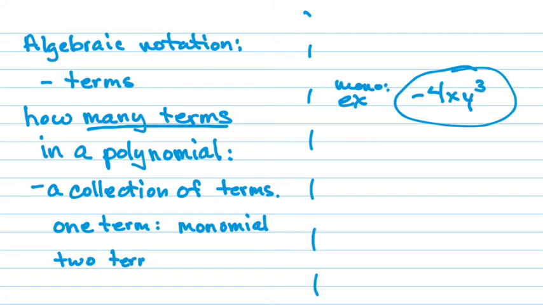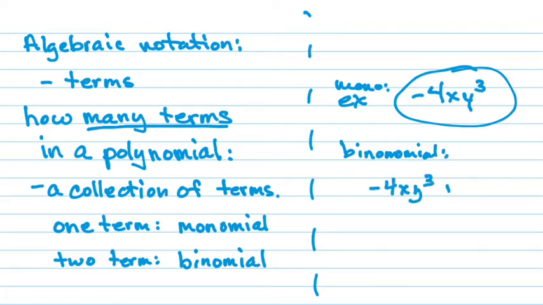Another polynomial that you're going to see a lot of with 2 terms is called a binomial. Like bicycle has 2 wheels, right? So an example of a binomial might be negative 4xy to the third plus 3xy. Now, we can't put those together because they're not like terms. They both have an xy in them, but one of them has a y to the third. Remember, to be like terms, they have to look identical. The only thing that can be different is the number in front.